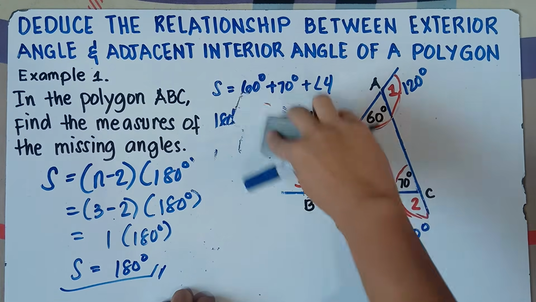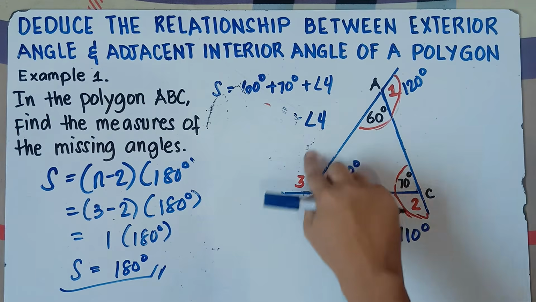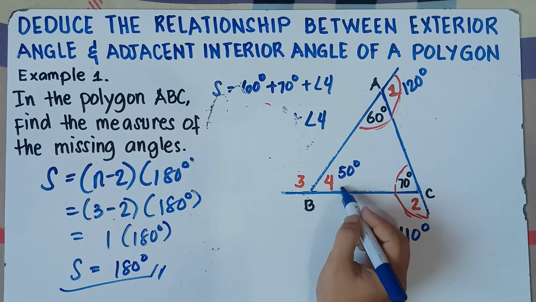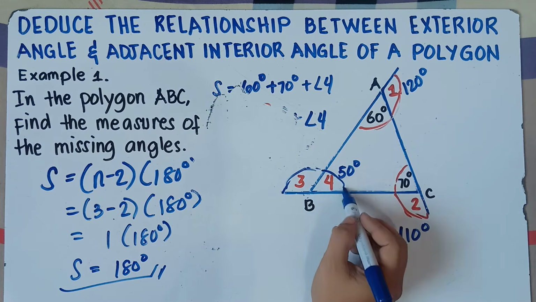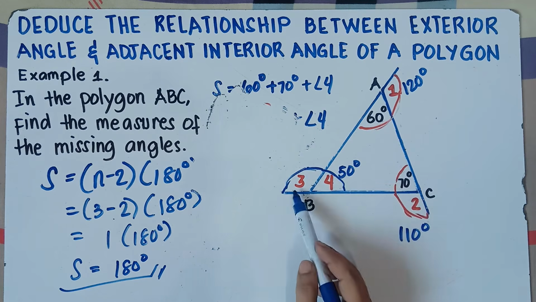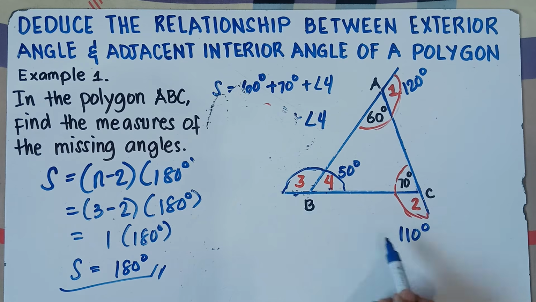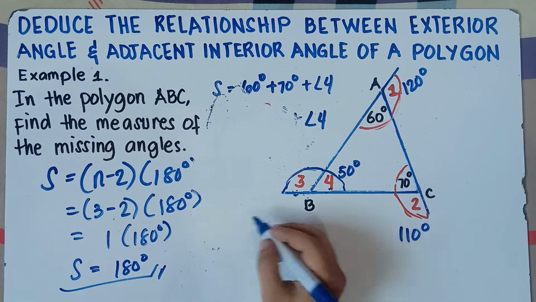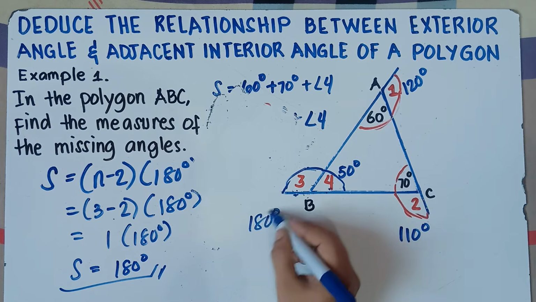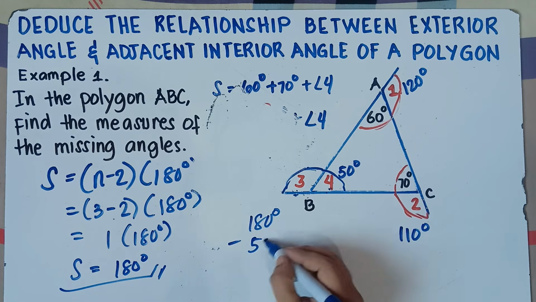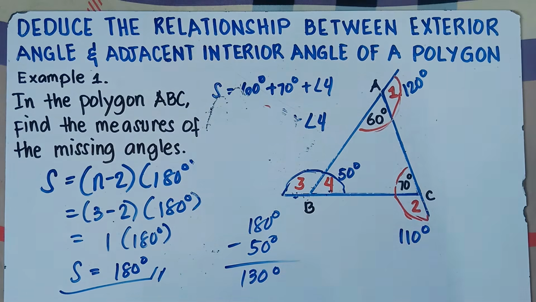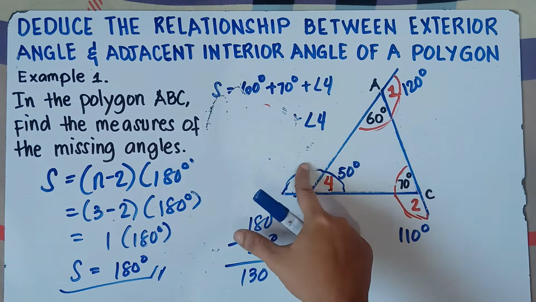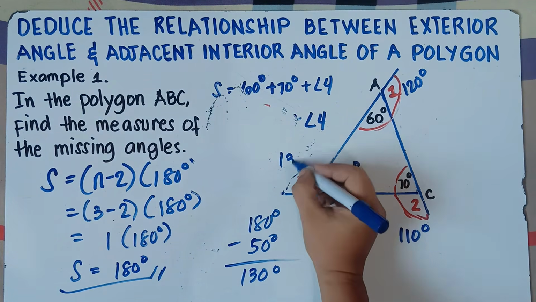So once again, for angle 3, we know that this is a straight line and we can form a straight angle. And a straight angle is always 180 degrees because these two angles are supplementary angles. If you add the two angles, it's always 180 degrees. So we can use the formula 180 degrees minus 50 degrees. So this will be 130 degrees. So therefore, angle 3 is 130 degrees.